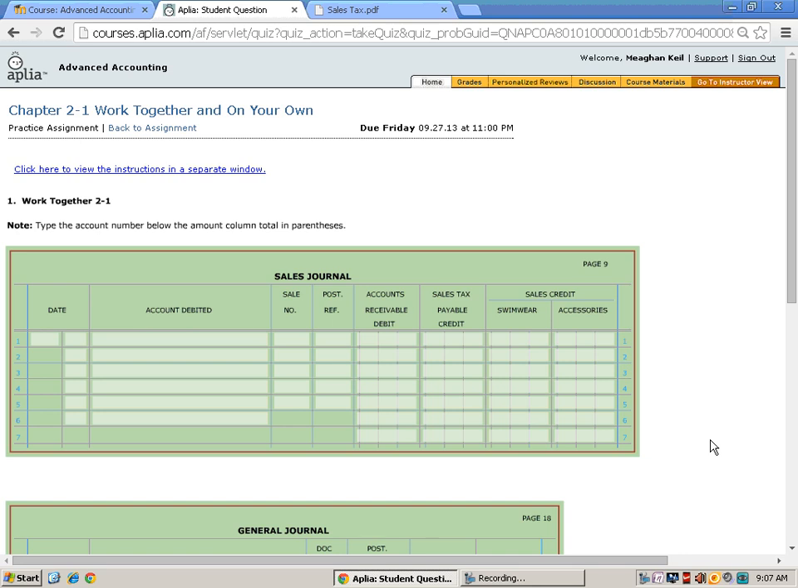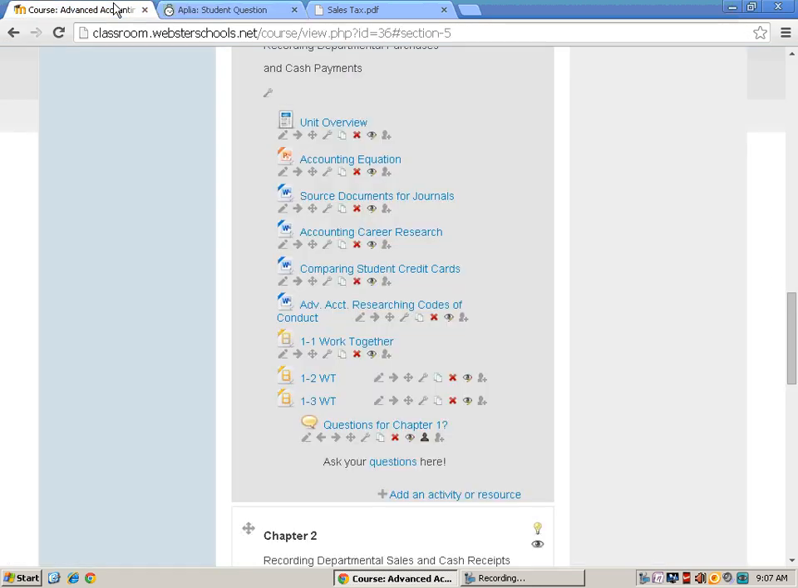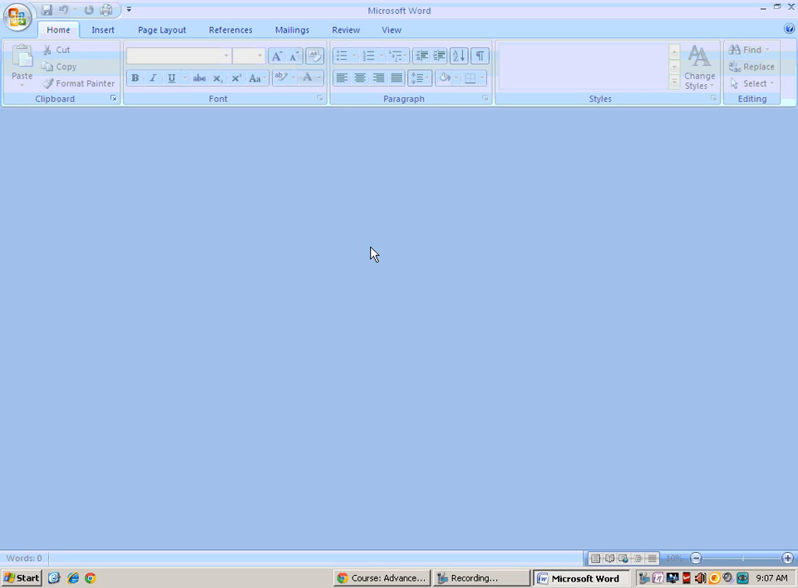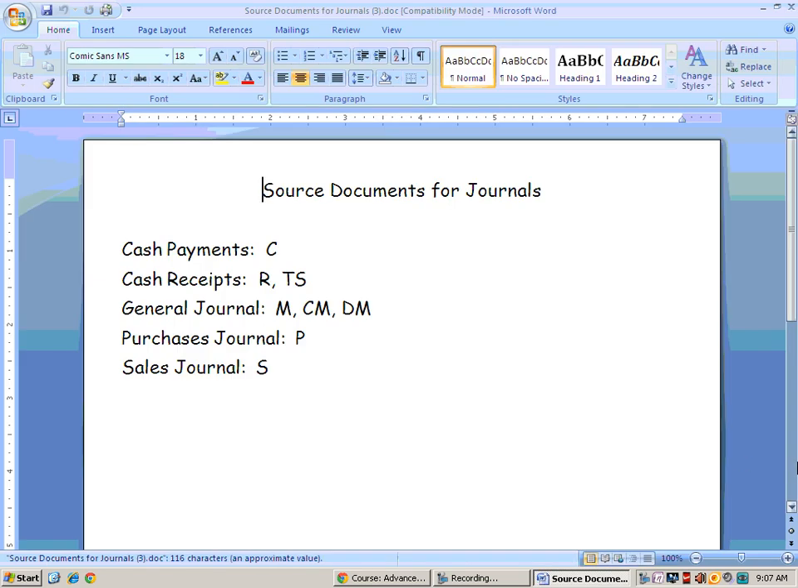Journalize each of the following sales on account and sales returns and allowances. The sales tax rate is 6%. Source documents are abbreviated as follows: S for sales invoice, C for credit memorandum. Again, if you go back to Moodle and look at this document, source document for journals, if you open that up, it's a little bit of a cheat sheet to help you know which journal goes where. S's go in sales, DMs, CMs, and M's go in general. All right, so that will help you out a little bit.